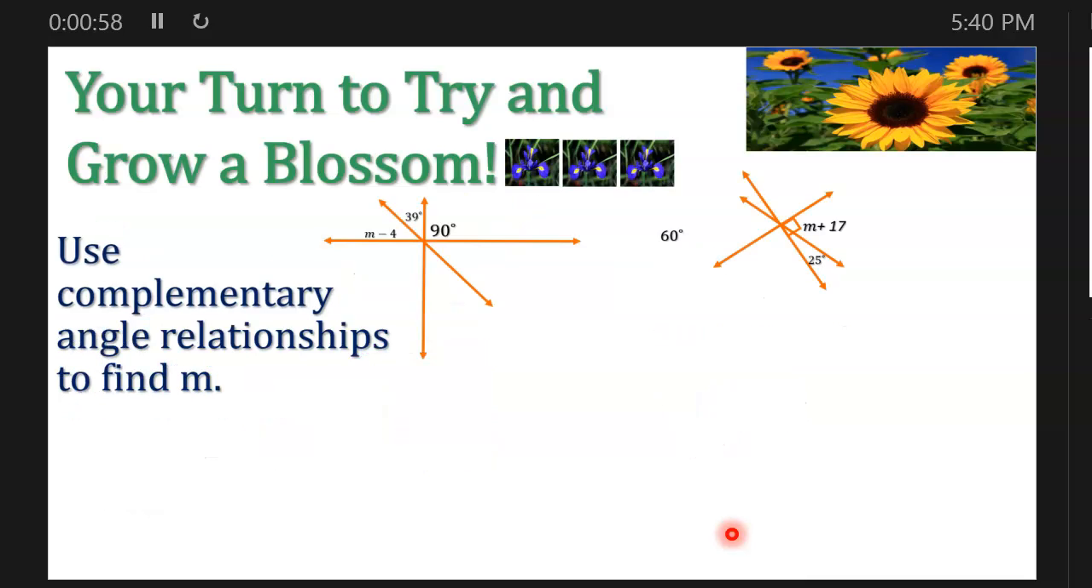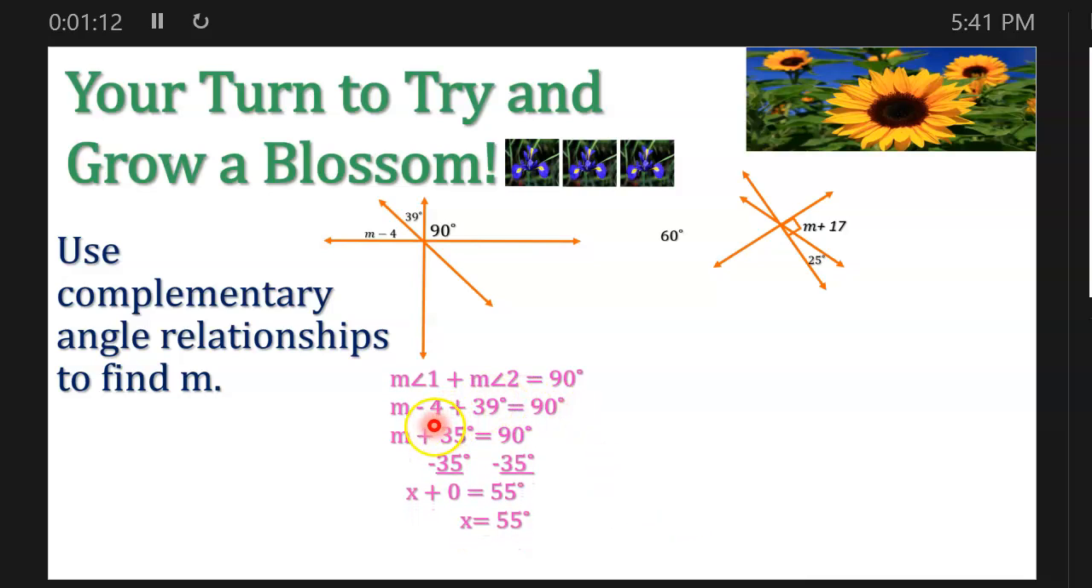Okay, let's try to grow a third blossom. Use complementary angle relationships to find M this time. Pause. 1, 2, 3. Okay, the measure of angle 1 plus the measure of angle 2. M minus 4 was our first angle, and then the second angle was this 39. All of that has to equal 90 because on the opposite side there's 90. And we know 90 plus all of this 90 has to equal this line, right? So we subtract our 35 from both sides, and X is going to equal 55.